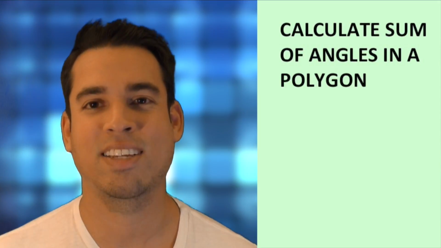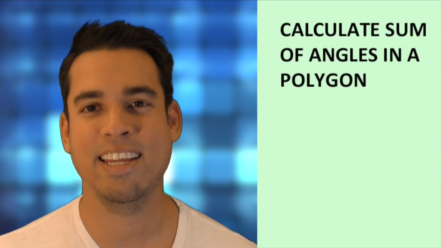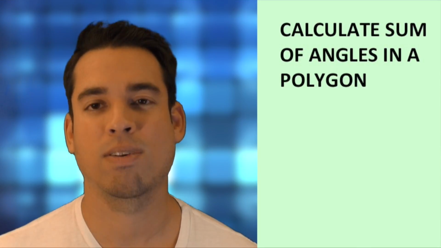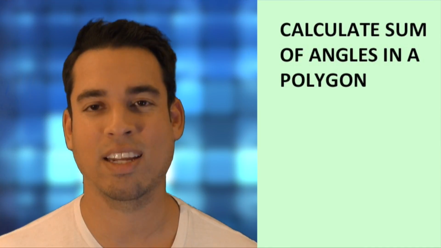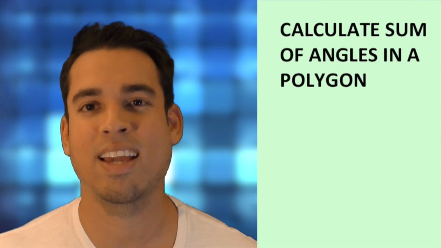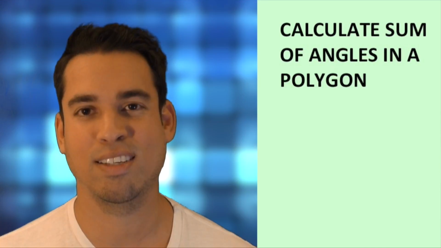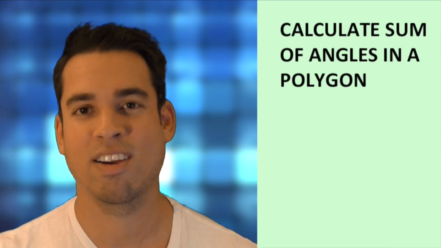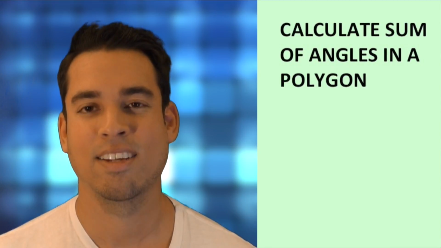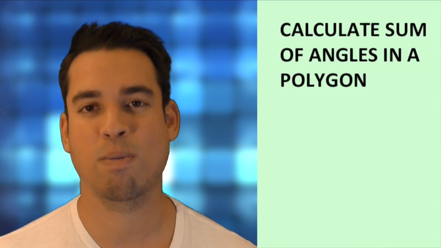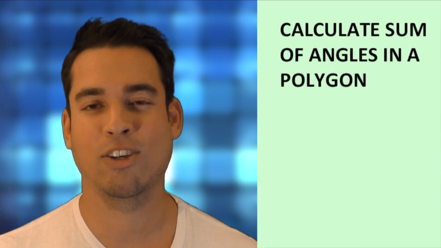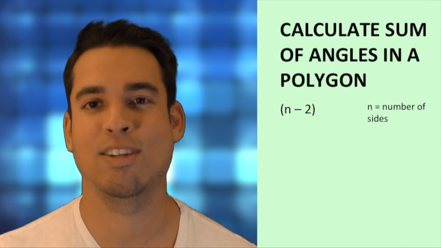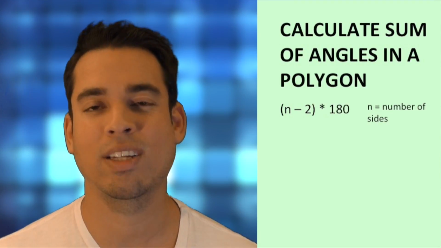Finally, let's talk about how to calculate the sum of angles in any polygon. So we probably know that for shapes like triangles, we have all the angles adding up to 180 degrees. And in squares, all the angles add up to 360 degrees. But how do you know what all the angles add up to in a polygon where there are 10 sides or 15 sides? So there's actually a pretty simple formula that you can memorize that will tell you exactly what the angles add up to. And the formula is (n minus 2), where n is the number of sides, times 180.